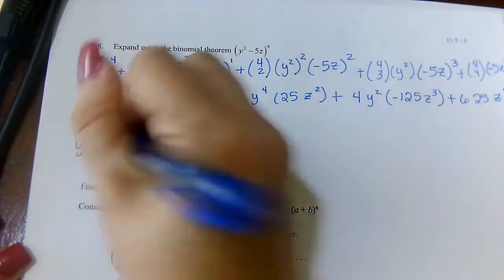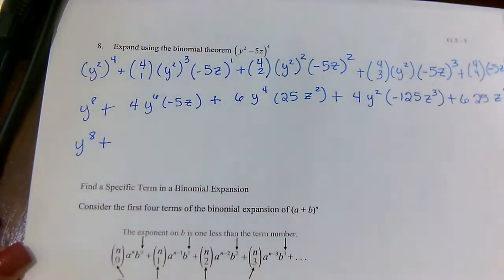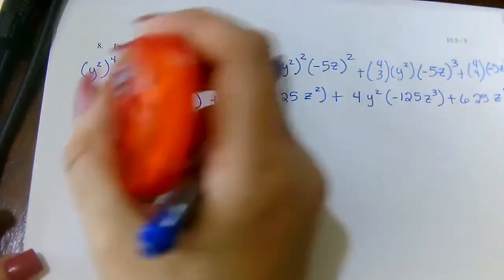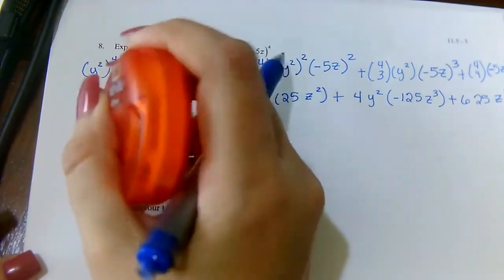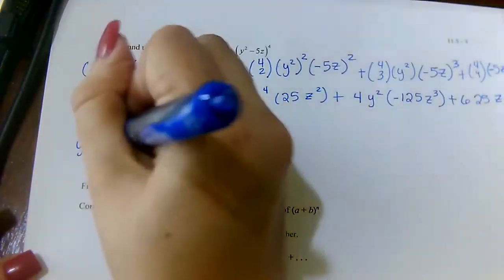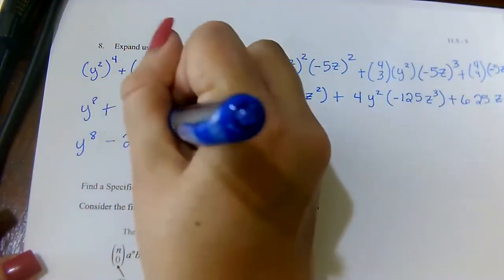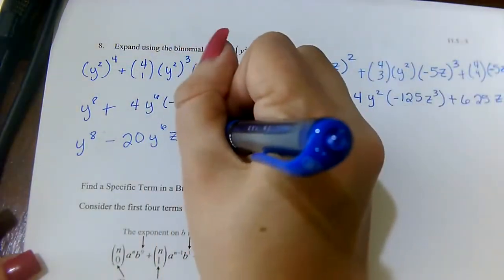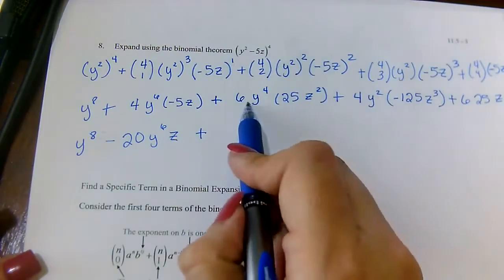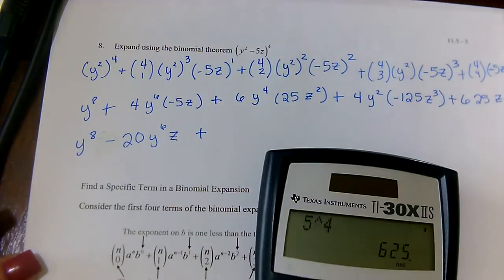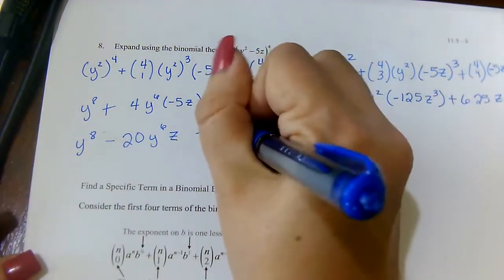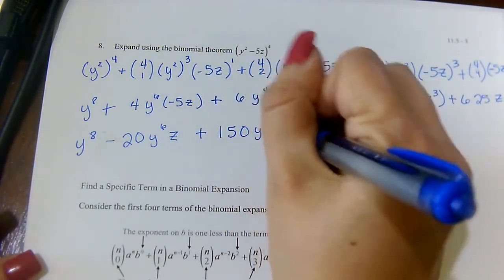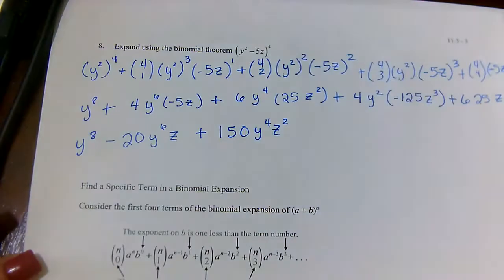Y to the 8th plus, multiply those two numbers. 5 times -5 times 4, that's going to be a -20. So I'm going to change that to a -20 y to the 6th z. Okay, plus 6 times 25, that should be 150. So we have plus 150 y to the 4th z squared.